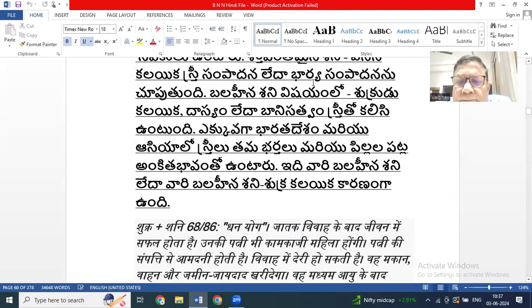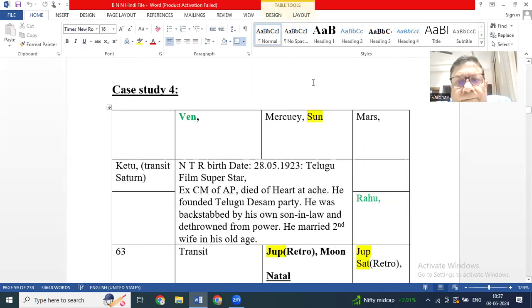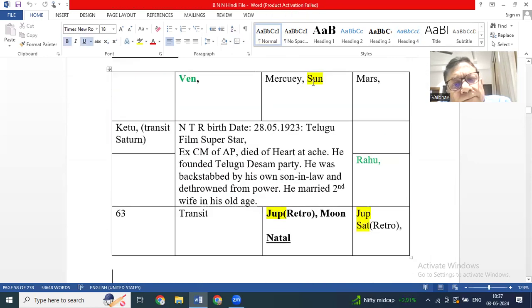I will show you 2 more examples and finish this topic. This is N.T. Ramarao, our film actor and Chief Minister of Andhra Pradesh once upon a time. The 10th Lord is actually Mercury. Mercury is with the Sun.